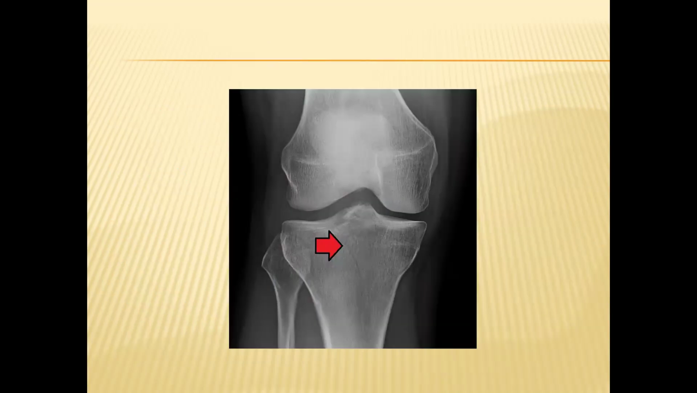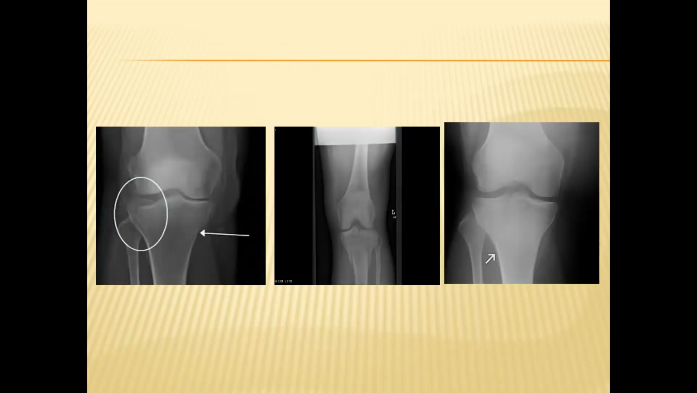For diagnosis of a tibial plateau fracture, we should do X-rays, again AP and lateral view. If there is any involvement of the joint, we should do a CT scan for proper assessment of the fracture. Sometimes there is a fragment of the fracture inside the joint, so we should do a CT scan also.